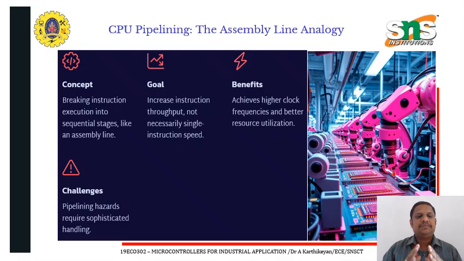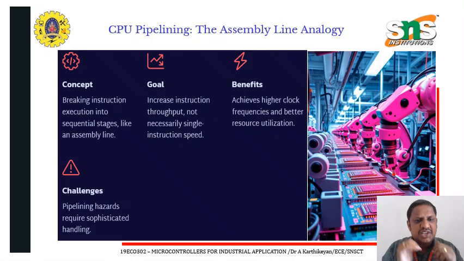The main concept of the pipeline is breaking the instruction execution into steps, where we assemble the instruction set and execute it in a sequential manner. That is the main concept of the assembly line. The main goal is to increase the instruction throughput, not necessarily the speed of a single instruction. That is the main important goal. The benefit in addition is achieving higher clock frequencies and better resource utilization. That is the main important thing of the assembly line, and it is mainly used for the CPU pipeline.